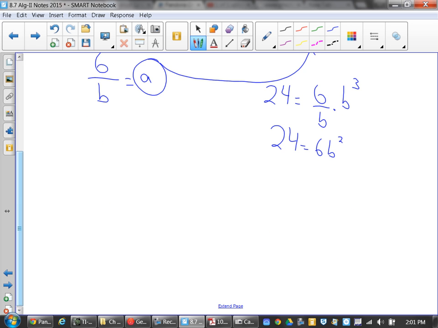Is it plus or minus? No, like I said earlier, b values are always positive. Remember, your b values have to be positive because in order for it to be growth or decay, your b values are greater than 1 or between 0 and 1. That's the rule. That's why you don't have to worry about plus or minus. Okay, so if b is 2, what's a? 3.